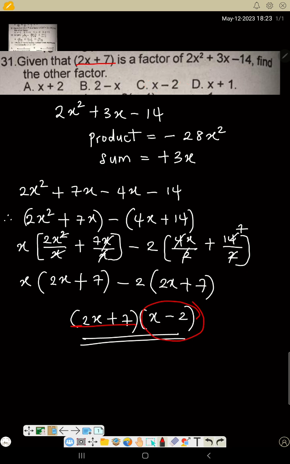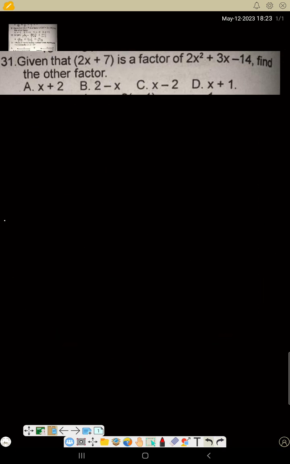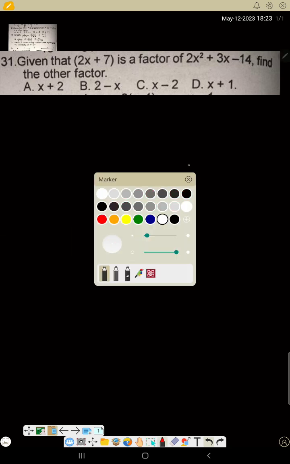So if you don't do it this way, you can also use the long division method to do this. So that's another method. Before long division, we can still use the short method of factorizing a quadratic equation. So 2x squared plus 3x minus 14. Now what are the two numbers we got here? The two numbers that will give us the product. Product is minus 28x squared. Sum is plus 3x. So what are the two numbers we use?